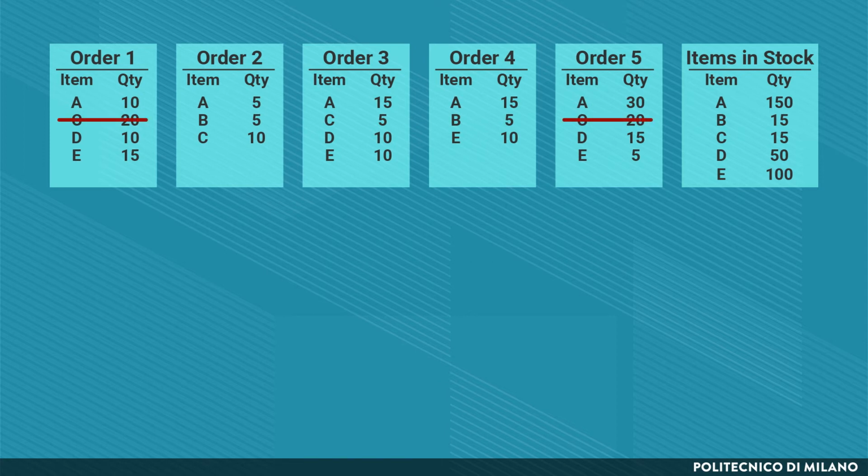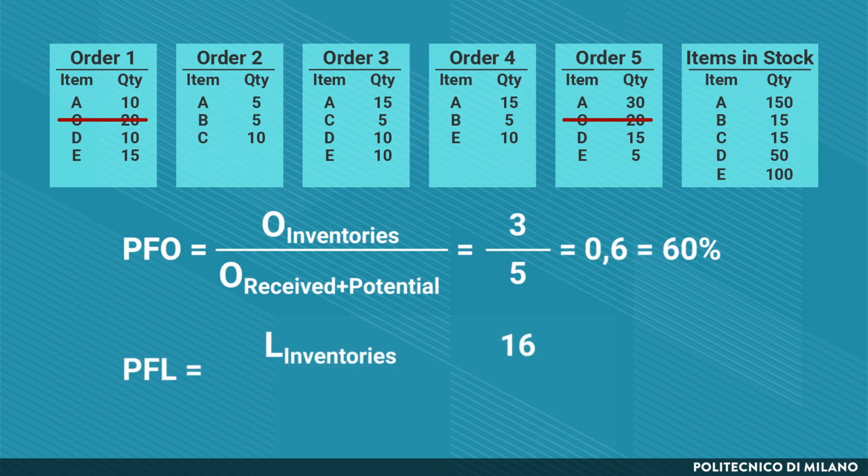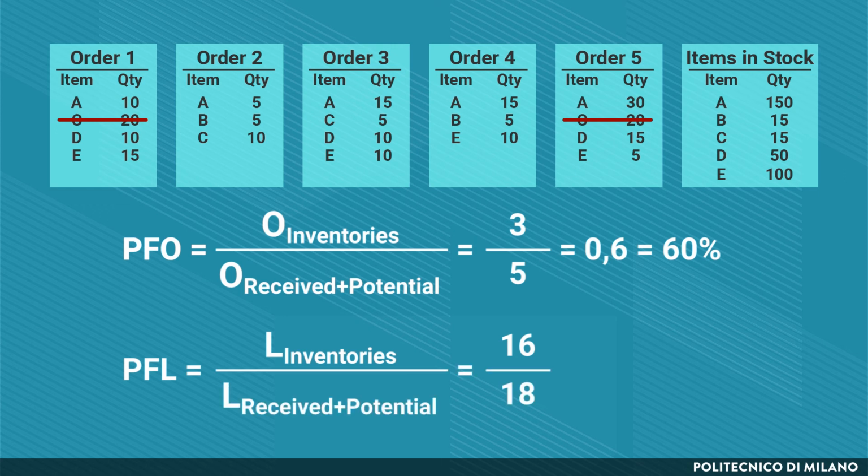The probability to fulfill an order is calculated as 3, the number of orders that can be fulfilled, divided by 5, the total number of orders, thus resulting in 60%. The probability to fulfill an order line is instead computed as 16, the number of lines that can be fulfilled, divided by 18, the total number of order lines, resulting in 89%.